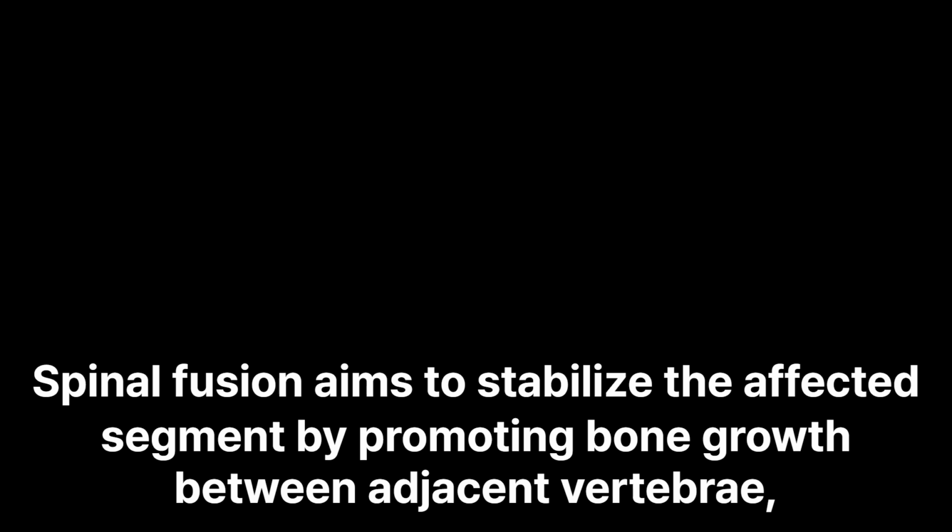Surgical intervention is considered when conservative measures fail, or when significant neurological deficits develop. The most common surgical procedures for spondylolisthesis include spinal fusion and decompression. Spinal fusion aims to stabilize the affected segment by promoting bone growth between adjacent vertebrae, while decompression relieves nerve compression by removing bone or soft tissue impinging on the nerve roots.